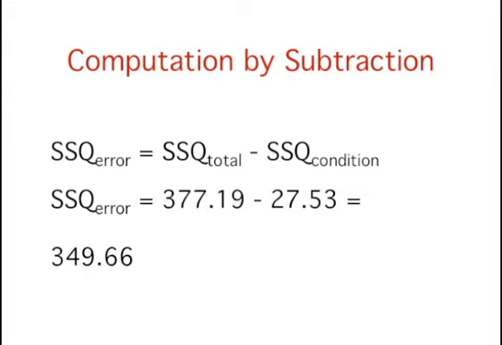The sum of squares error can also be computed by subtraction. SSQ error equals SSQ total minus SSQ condition. So for the smiles and leniency data, SSQ error equals 377.19 minus 27.53, which equals 349.66. Therefore, the total sum of squares of 377.19 can be partitioned into SSQ condition, 27.53, and SSQ error, 349.66.